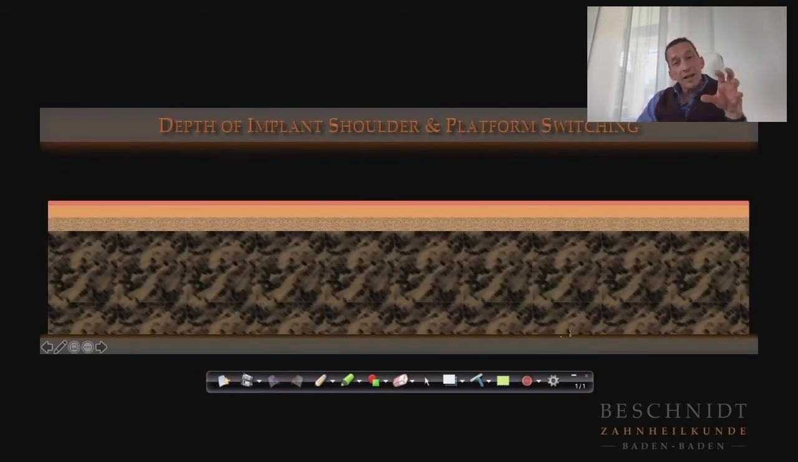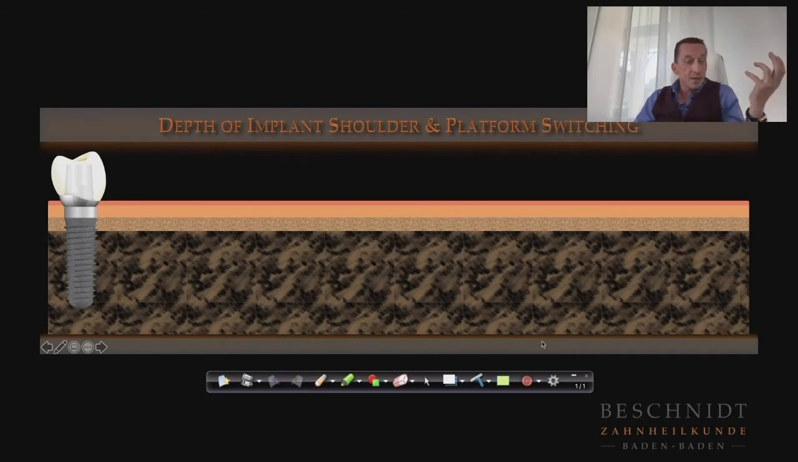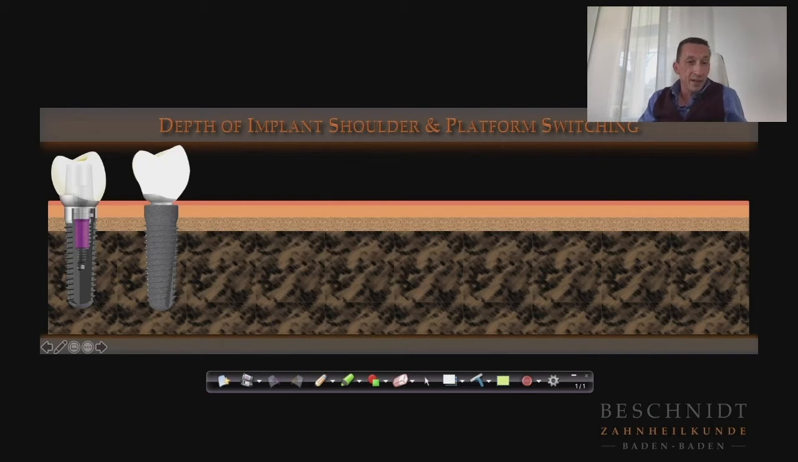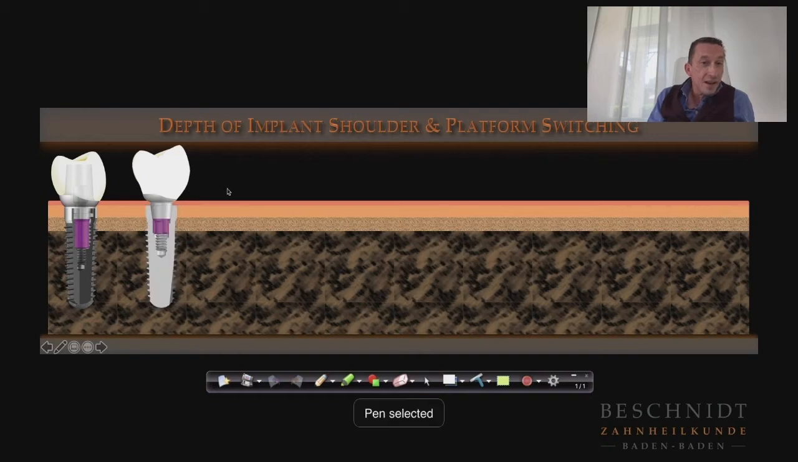So now let's have a look at the platform switching concept and the depth of the implant shoulder. Normally we place an implant looking like this. This is a subtissue level implant. Here is the implant shoulder beyond the gingiva. This is a platform switched implant. By placing the same size of crown, you come out with a more narrow interface. And this might pose a hygienic problem because there is this small gap which has to be cleaned.